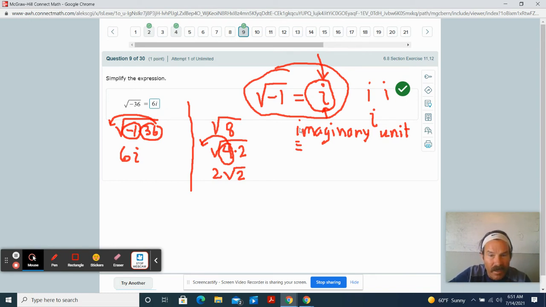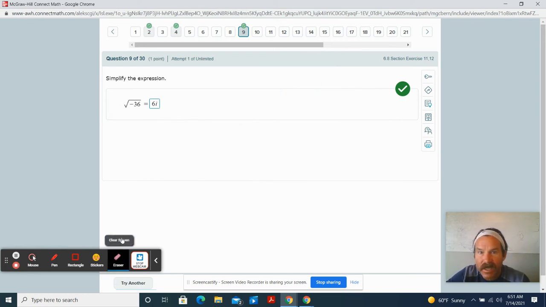Okay, it's going to get a little weirder here. Just got to remember, anytime we have a square root of a negative number, it's going to be written in terms of i. All right, that was 9.